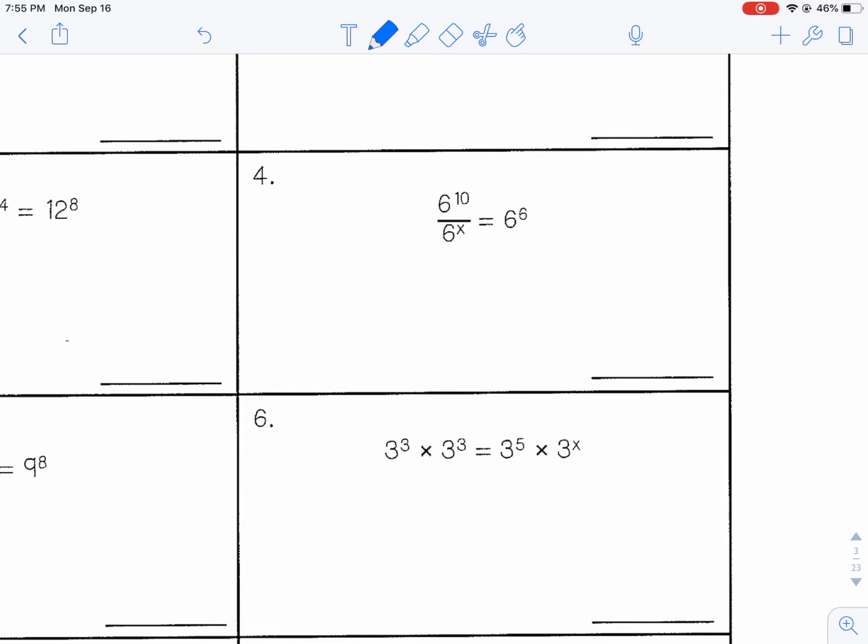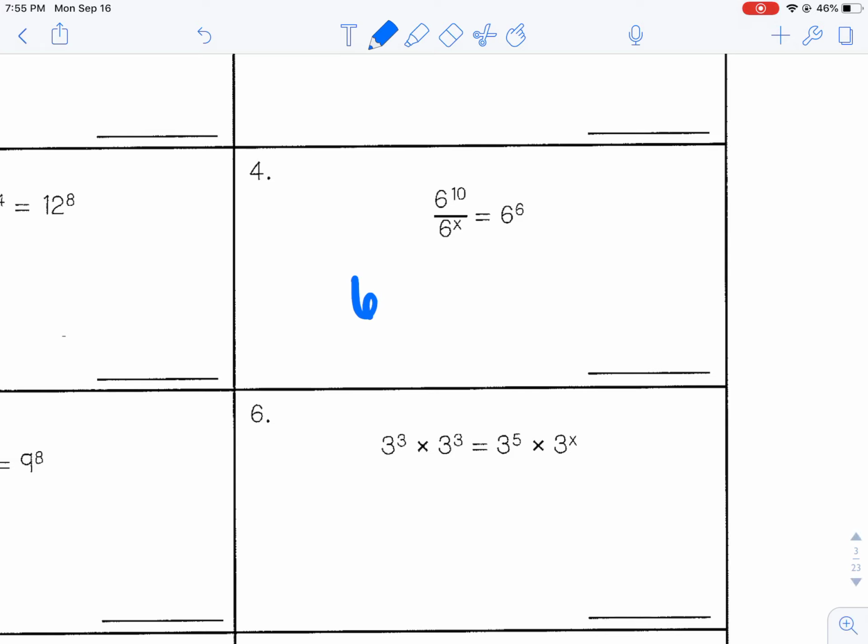So when you're dividing like bases, you subtract those exponents. So I'm going to have 6 to the 10 minus x, and that's going to give me 6 to the 6th power. So basically, you're kind of doing a one-step equation. You're trying to think in your head, 10 minus what number is going to give me 6? Because my answer over here is to the power of 6. Okay, so hopefully you'll recognize that that answer is 4.